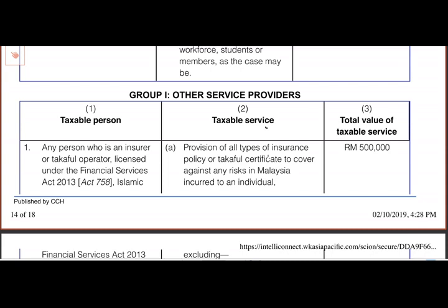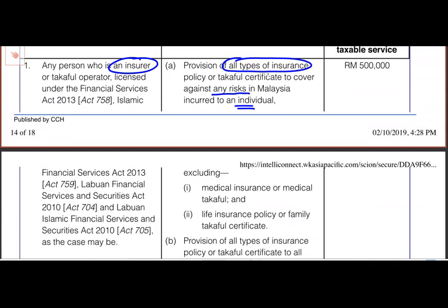Okay, you know, insurance is a taxable person, and we charge 6% on all types of insurance, for any risk to individual. But go on to the next page. Exclude medical insurance and life insurance.